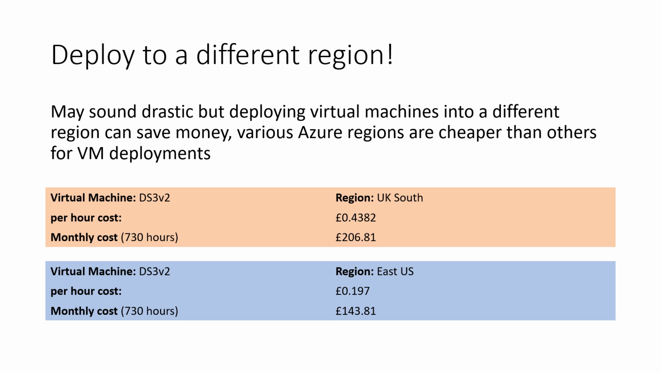And on the screen is a cost saving example of deploying a DS3 version 2 virtual machine into both UK South and East US. You're going to be saving more than £60 by just selecting a different region. So this is perfect for deployment of development and testing environments where latency and other region-related issues may not be effective. So definitely worth having a look at and deploying in a different region.